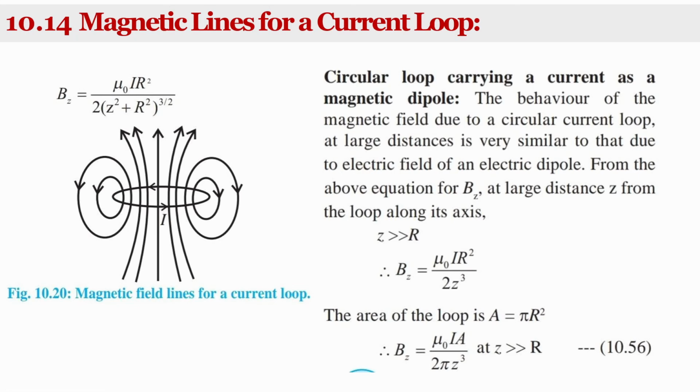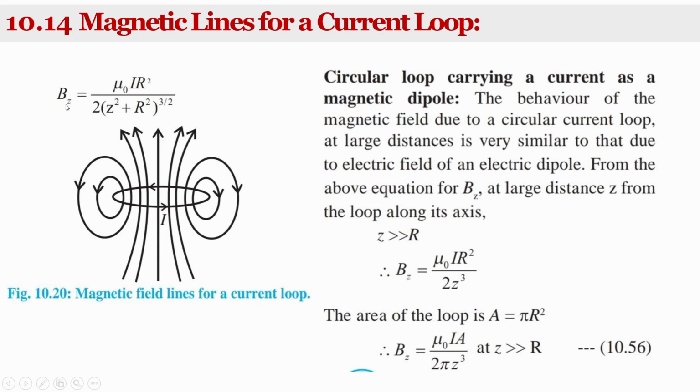Then consider the magnetic field at the center of the loop. The point was along the axial point, but suppose we assume that the point P is exactly at the center. When the point P is exactly at the center, we can substitute z equal to 0. If z is equal to 0, what terms remain? The 2 gets cancelled, so what remains is B naught.